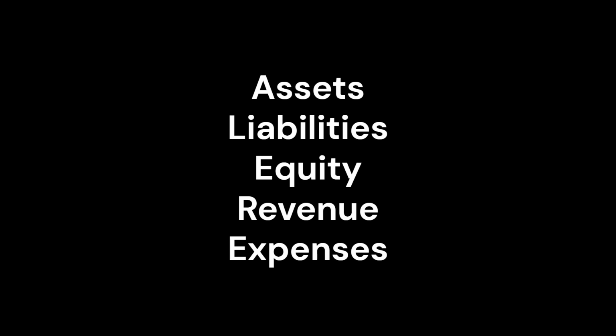Liabilities: obligations or debts owed to others. Example: accounts payable, loans payable, and accrued expenses. Equity: the owners' or shareholders' stake in the business after subtracting liabilities from assets. Example: common stock, retained earnings. Revenue: income earned from the company's primary operations and other sources. Example: sales, service fees, interest income. Expenses: costs incurred to generate revenue. Example: rent, salaries, utilities, and advertising.